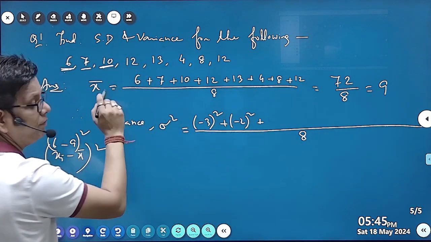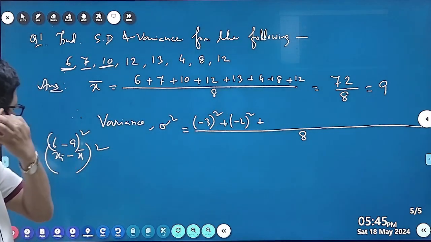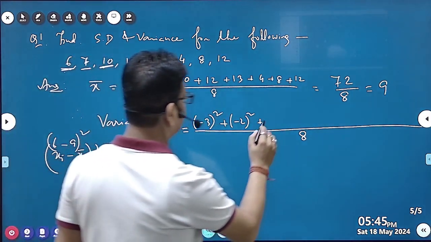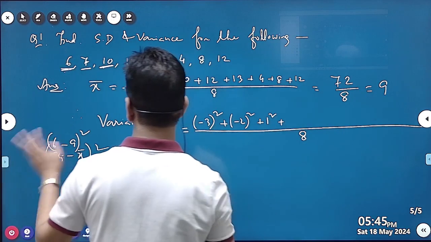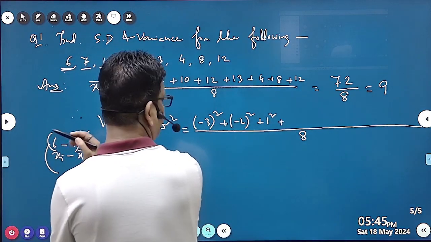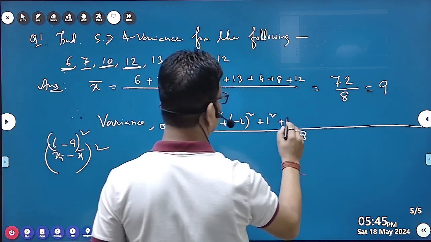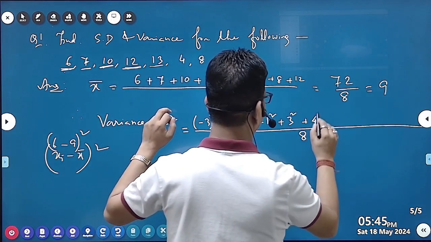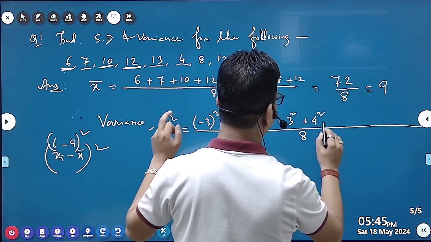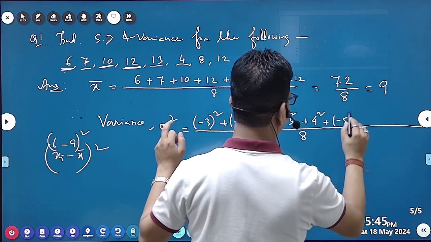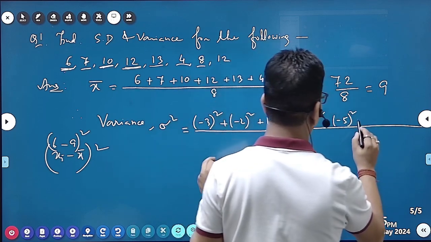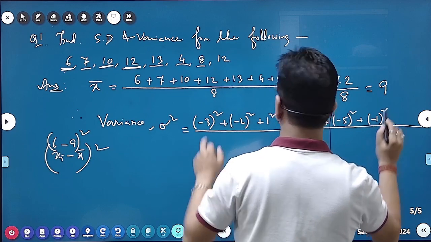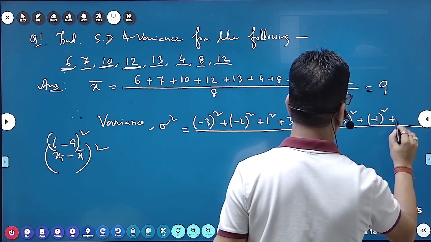Then every time this mean is to be subtracted. 10 minus 9, 1 square. You can do it very directly because you need to save time. 12 minus 9, 3 square. Then 13 minus 9 is 4, so 4 square. 4 minus 9, minus 5 square. 8 minus 9, minus 1 square. And then 12 minus 9, 3 square.